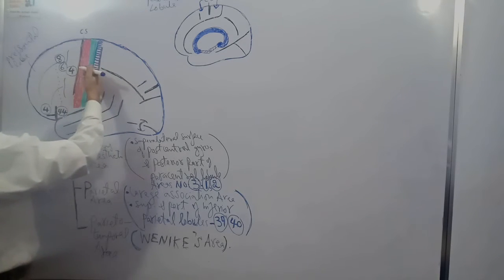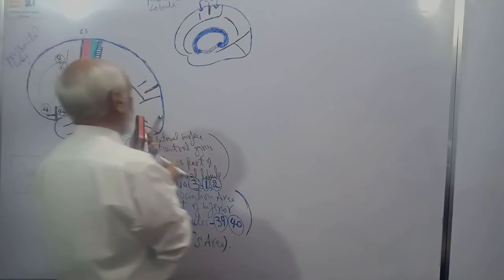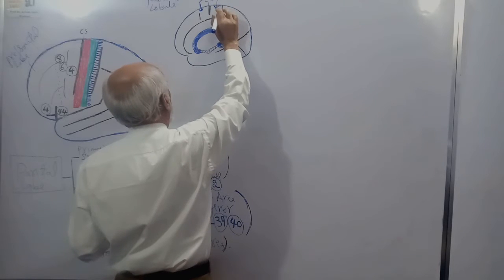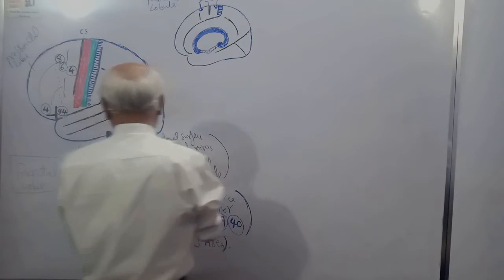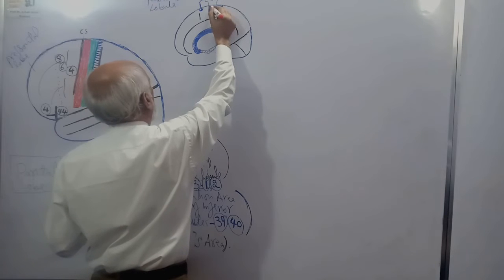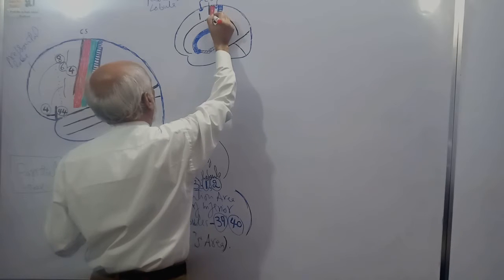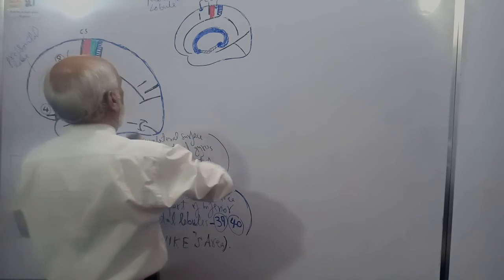Now, as I told you, the postcentral gyrus is continued on the upper part of the medial surface of the cerebral hemisphere, and it is continuous with the posterior part of the paracentral lobule. So same three areas, anterior, middle, and posterior, continue from superolateral surface of postcentral gyrus to the posterior part of the paracentral lobule.